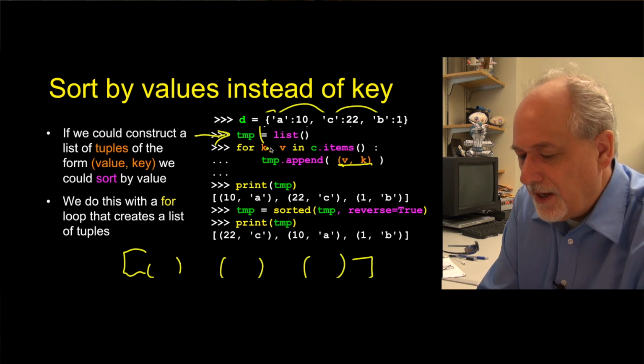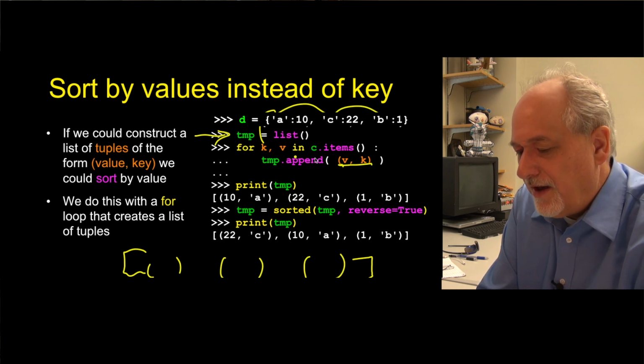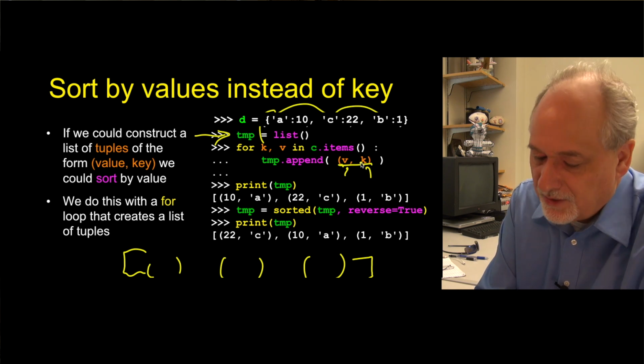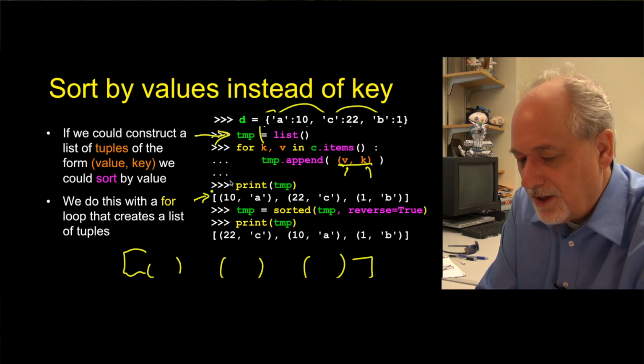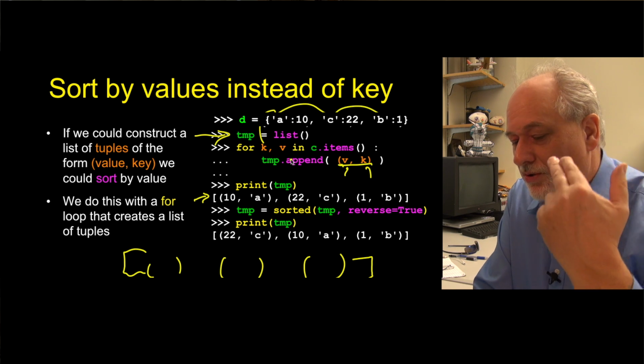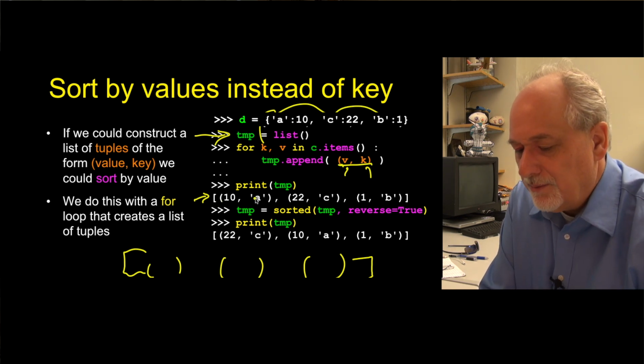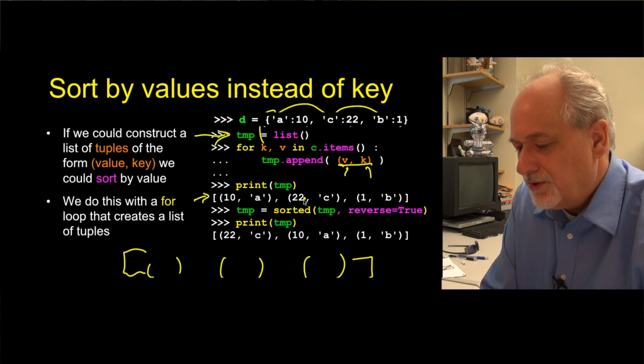Except we're not going to append them in key value order. We're going to flip them and append. The first part of the tuple is going to be the value and the second part is going to be the key. So we end up with this. This is sort of our temporary data structure that we have constructed to make our job really easy. So this ends up being 10A, 22C, 1B.